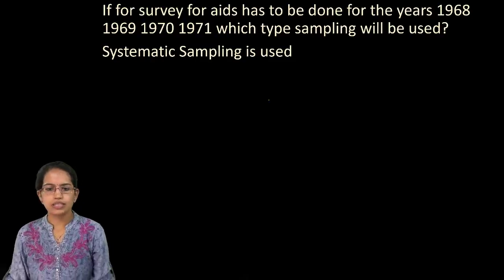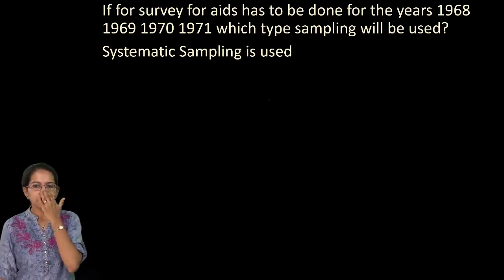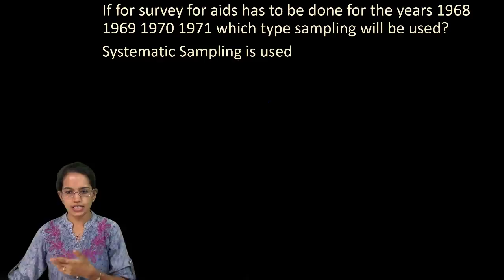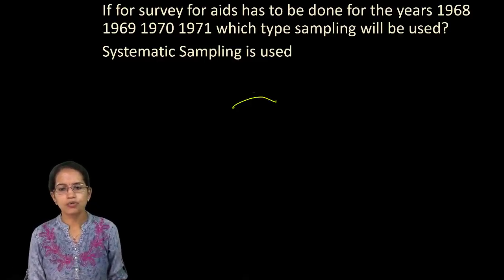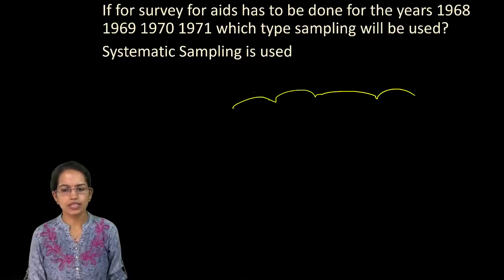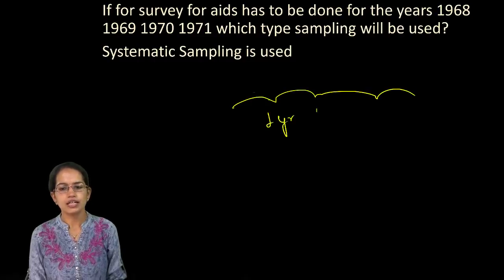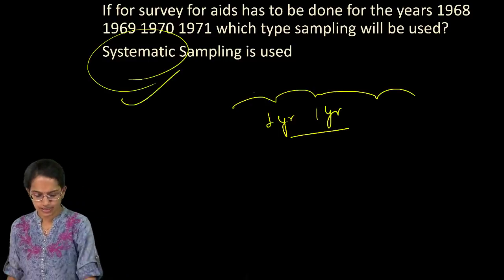So the next question here is, if the survey for AIDS has to be done for various years, what kind of sampling could be used? So it's a systematic sampling. You are doing it year by year. So everything is systematic. Every 1 year you have the survey. So this is an example of systematic sampling that is there.